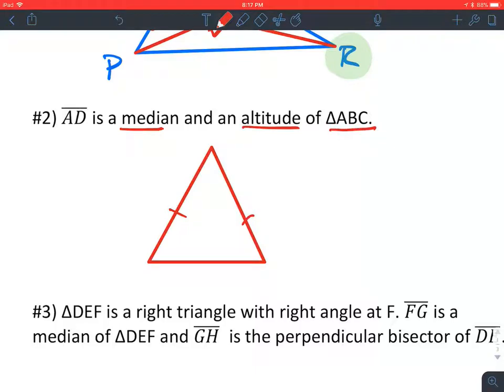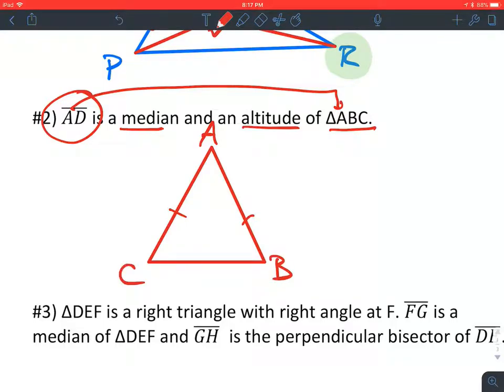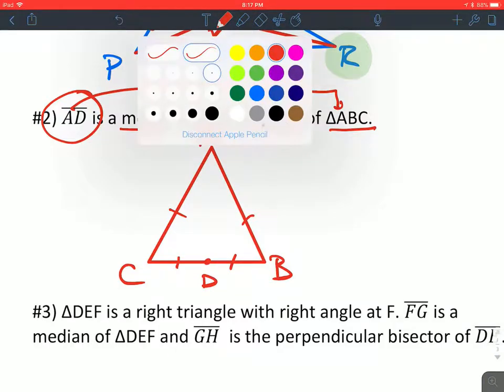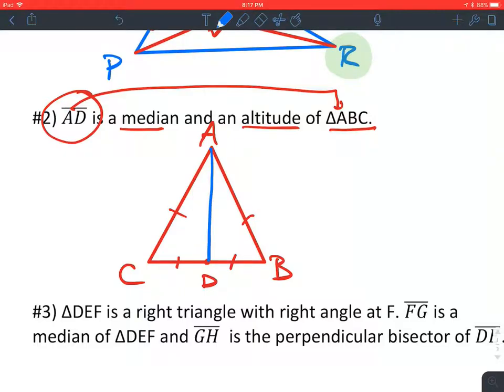The letters for the triangle are A, B, and C. The segment that's a median has an A and a D in it. Therefore, A has to be the vertex angle, which means B and C could be either of these. D, therefore, has to be the midpoint of the opposite side. This blue segment, segment AD, is now a median, because it intersects the opposite side. And to make it an altitude, I put a right angle. Done.